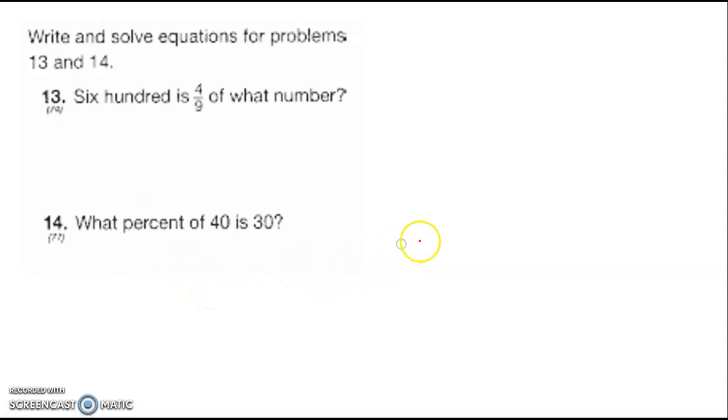Okay, this is part 2 of the cumulative test 16A review. Part 1 is already posted.